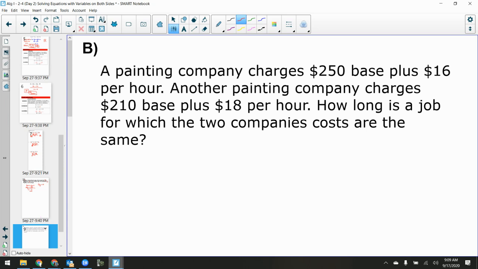A painting company charges $250 base plus $16 per hour. Another painting company charges $210 base plus $18 per hour. How long would a job be so that they're going to cost the same amount?